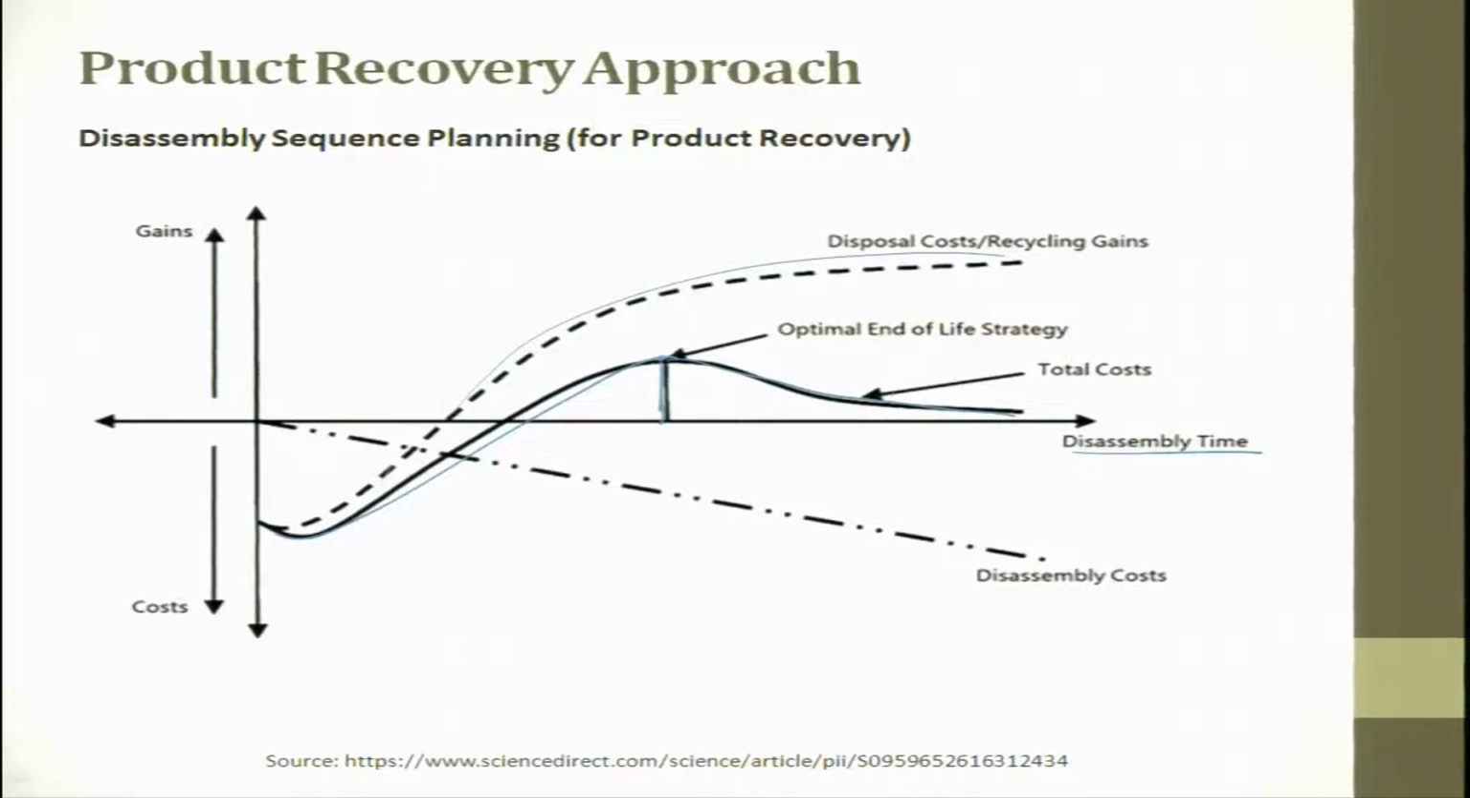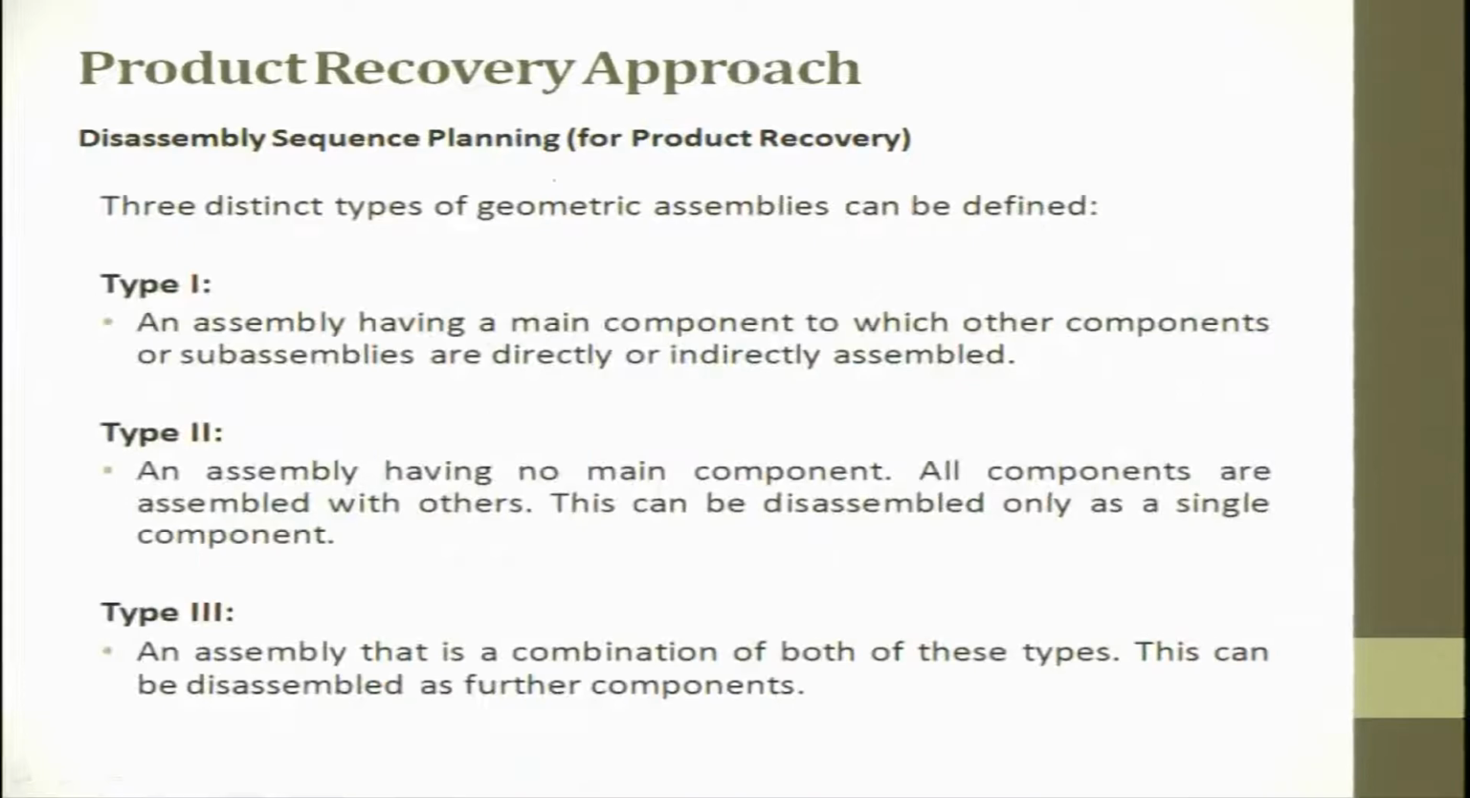This is the total cost, the optimal end of life strategy, and this one is the disassembly cost. So, this is disposable cost, this is disassembly cost, this is the optimum end of life strategy, and this is the total cost which is spent. Along this direction you have disassembly time, and here is gain and here is the cost.